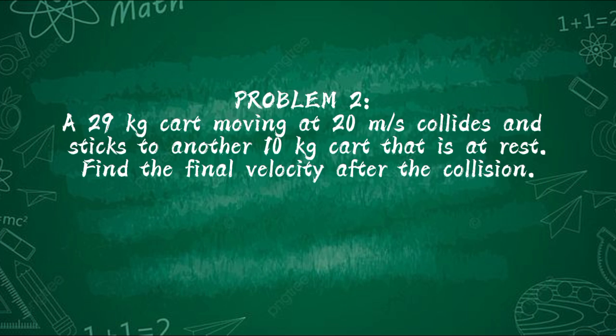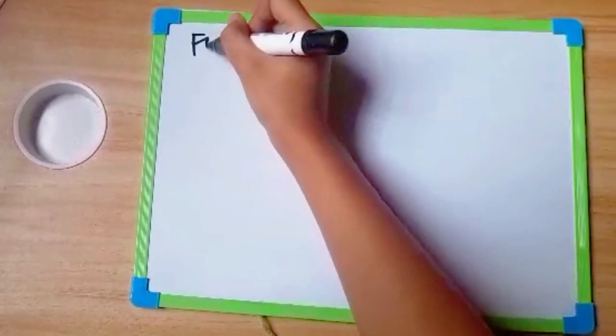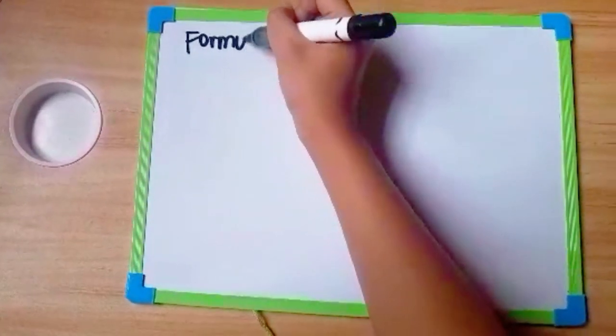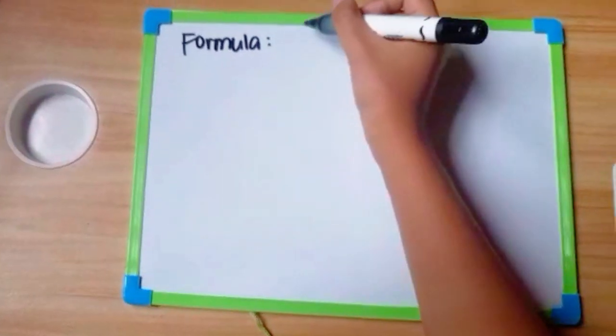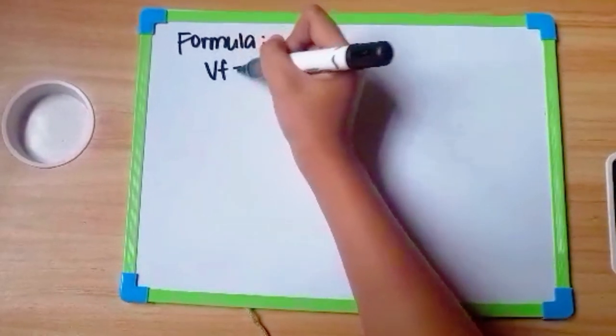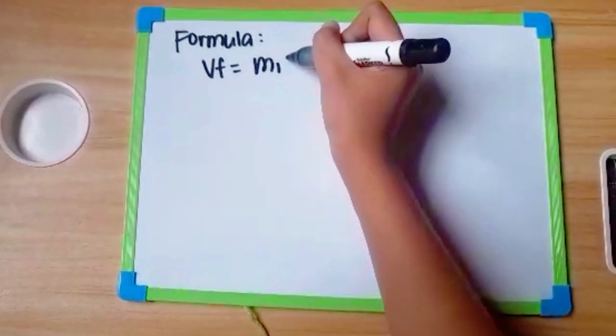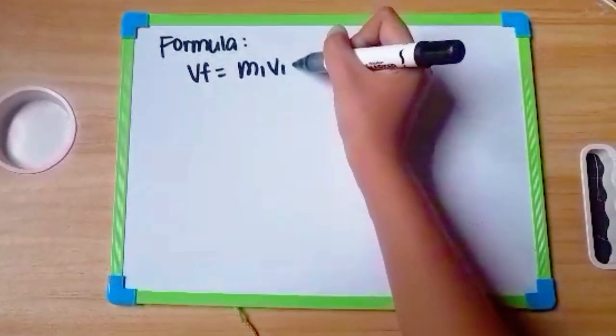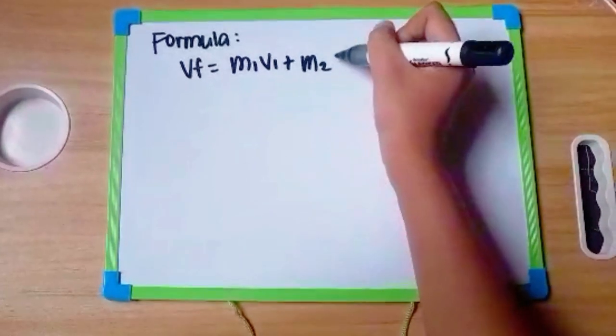A 29 kilogram car moving at 20 meters per second collides and sticks to another 10 kilogram car that is at rest. Find the final velocity after the collision. So this is the same process as our problem number 1. Again, we're going to substitute our formula and our given.